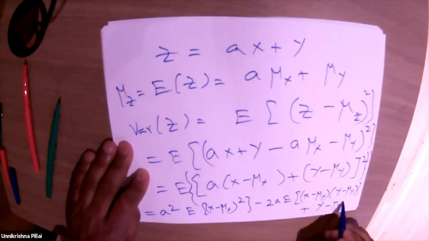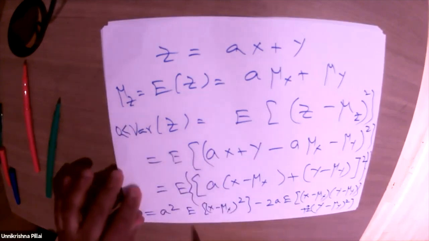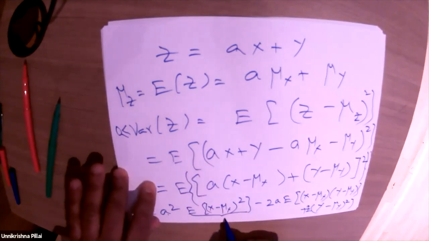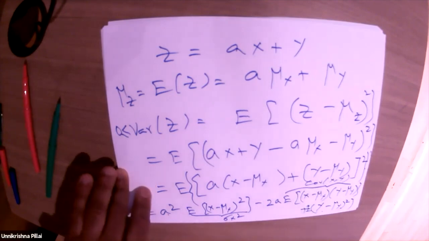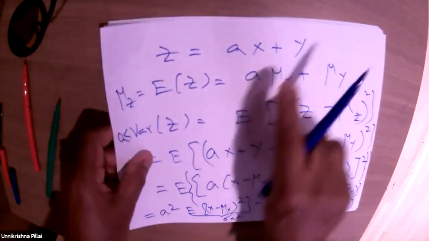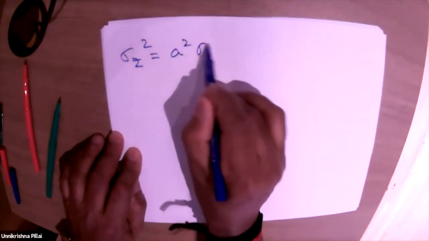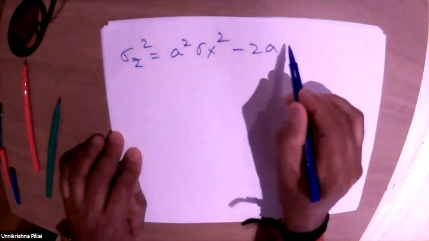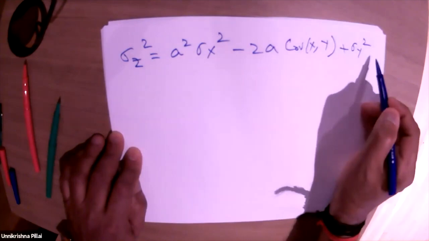All right, so you can follow this up, I guess. Right? So remember, variance is a non-negative number. So what we have is a squared multiplied by the variance of x, minus 2a times the covariance of x comma y by our definition, plus the variance of y. So if you define z this way, we get variance of z is a squared variance of x minus 2a covariance of x comma y plus sigma y squared, must be positive.